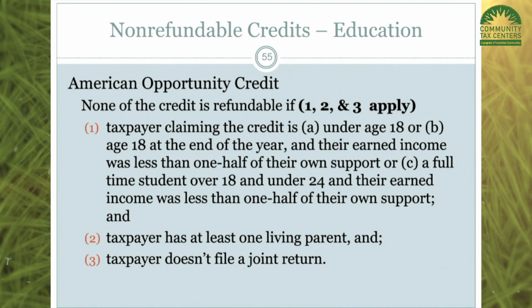Also, the taxpayer has at least 1 living parent, and 3, the taxpayer doesn't file a joint return. So this is to determine if 1, 2, and 3 apply, then they will not qualify for the refundable portion. That is $1,000 on their tax return. So we do have to address this.